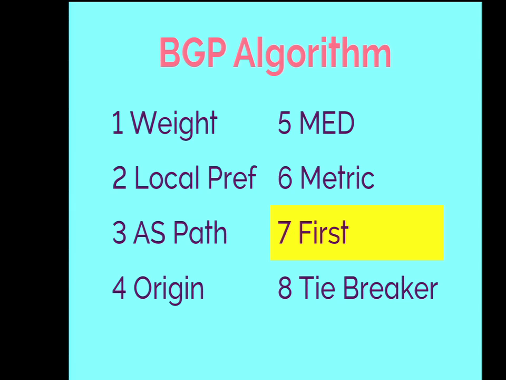If we've gotten this far, we fall back to the oldest of the 2 routes. This helps to reduce the effective instability as new routes come online that are equivalent to old ones. And after this, there's a couple of tiebreakers just to make sure that every router that participates in BGP will always come to the same conclusion given 2 routes.